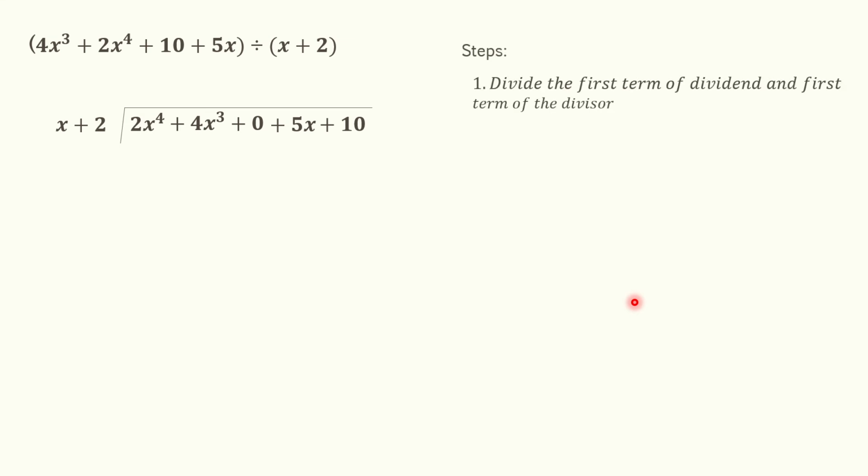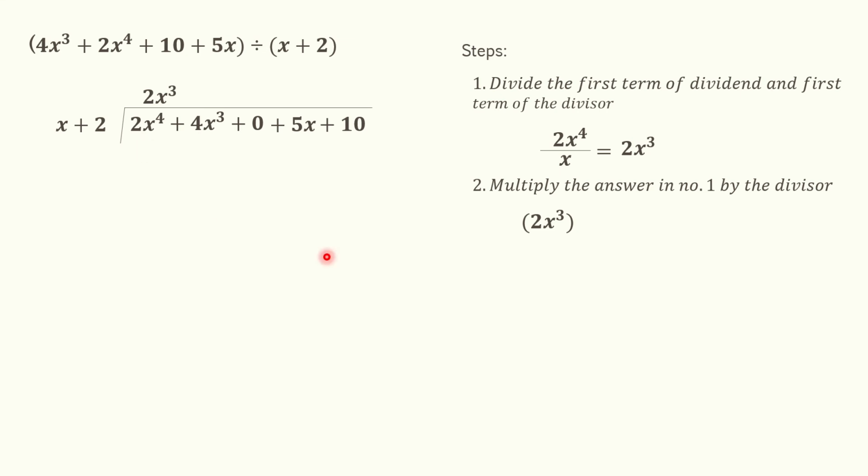So sabi sa first step, divide the first term of the dividend and first term of the divisor. First term of the dividend is 2x to the 4th. Then, divide it by the first term of the divisor. So, that is x. So, that is equal to 2x cubed. Okay? Cancel yung isang x. Then, lalagay natin dyan yung result. So, 2x cubed. Again, next is we have to multiply the answer in number 1 by the divisor. So, that is 2x cubed multiplied by the divisor. So, we will have 2x cubed times x, that is 2x to the 4th.